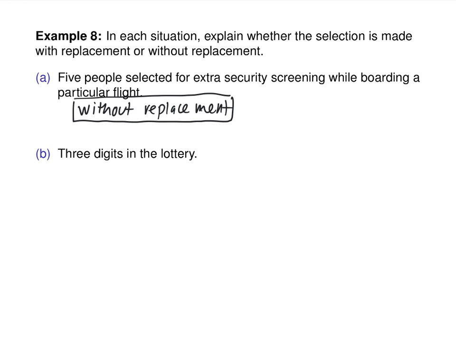Okay, how about 3 digits in the lottery? Now, this does depend on the lottery, but can lotteries usually have the same number more than once? Yeah, I think usually so. So it probably is with replacement.